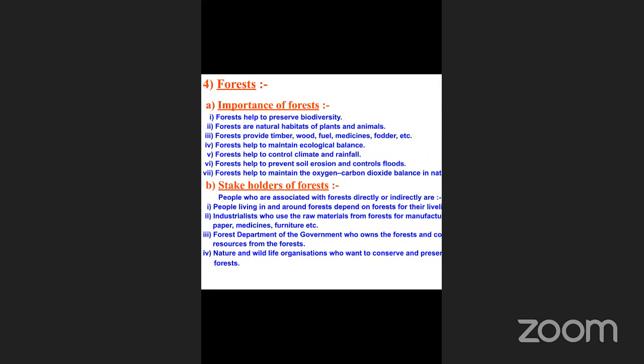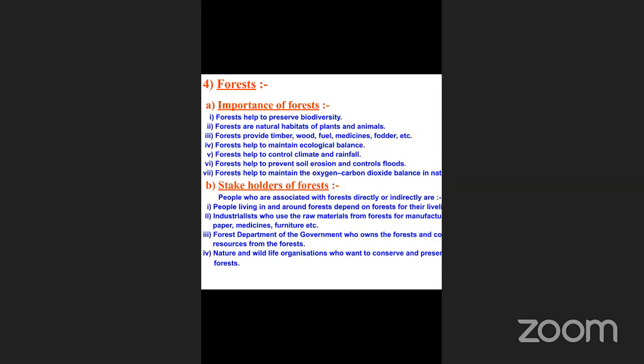Then fourth point, forests help to maintain ecological balance. You know that if the forests are cut, if you do deforestation, what will happen? The transpiration rate will decrease, and because of that, this will affect the rainfall. So the ecological balance will be lost if you are not maintaining the forest. Next, it helps to control the climate and rainfall. So very important forest is.